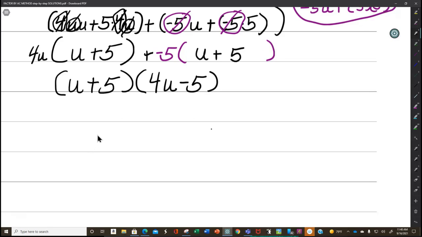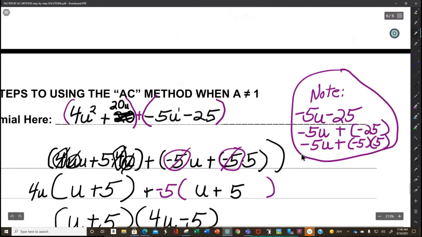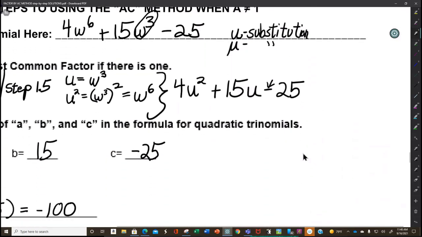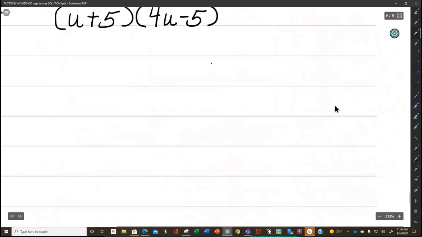And then if you put that answer into MyMathLab, even though it's right, it'll be counted wrong because the answer doesn't have a U in it. U was used to make the problem easier. We have to go back and see what U equals. U equals W to the third power, W cubed. Okay.